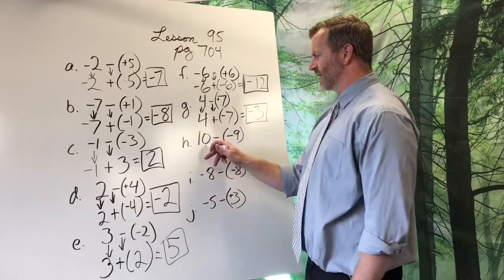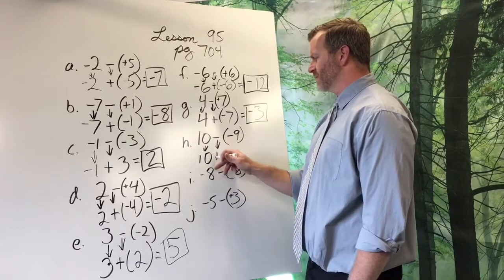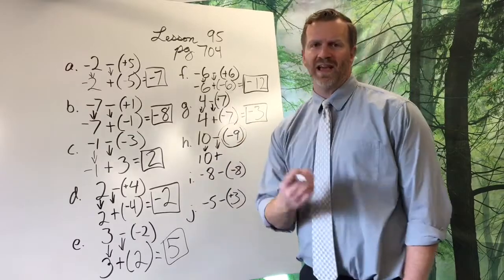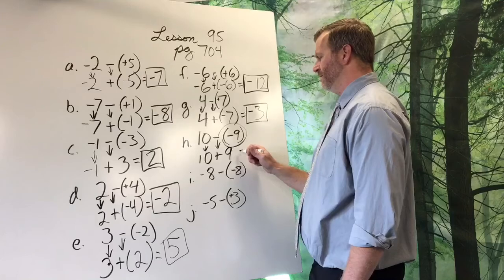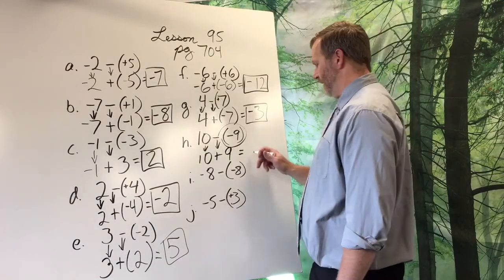Awesome. Let's look at H. So with H, 10 drops down. Minus sign becomes a plus sign, and then remember that's going to change that negative 9 to the opposite. So it's going to become a positive 9. Now when we have 10 plus 9, that's pretty easy, right? Yeah, that's going to be 19.